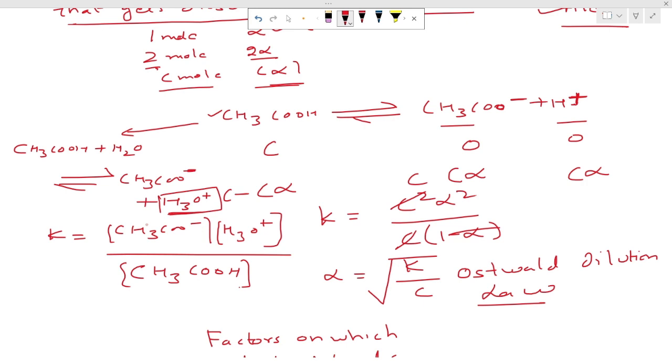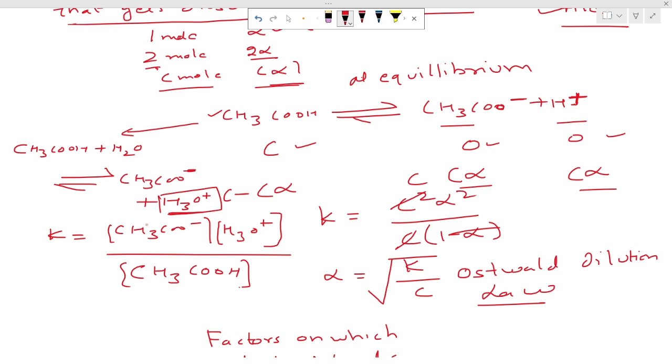Now say when the reaction has started, the initial concentration of acetic acid is C, and since the products have not been formed, their concentration will be 0, 0. Now say C alpha mole, that is, alpha fraction of the total compound C, has been dissociated. So when equilibrium is reached, we have C alpha mole of acetate ion and C alpha mole of H plus ion, and since C alpha has been dissociated, C minus C alpha will be the concentration of acetic acid at equilibrium.